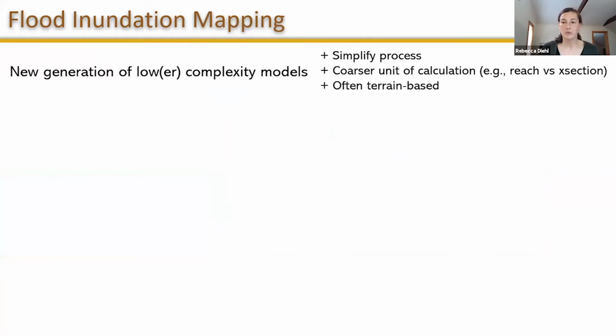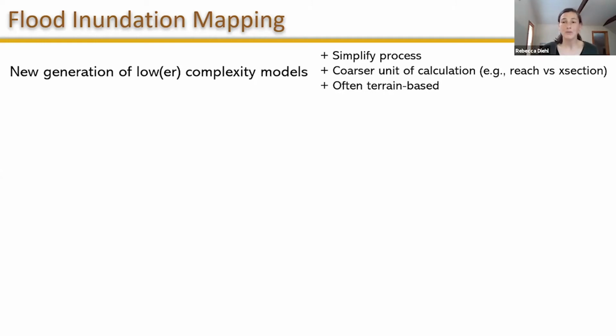In response to this, we've seen a new generation of lower complexity models. By that, I mean these models simplify the governing equations that describe the movement of water through the landscape. They also become lower in complexity because they coarsen the resolution at which these governing equations are calculated. Like I showed, depth and velocity are calculated at the node in some models, or at the cross-section, but these coarsen it to a greater degree and look at it at the reach scale, or maybe even coarser, over 500 meters, a kilometer, or so on.